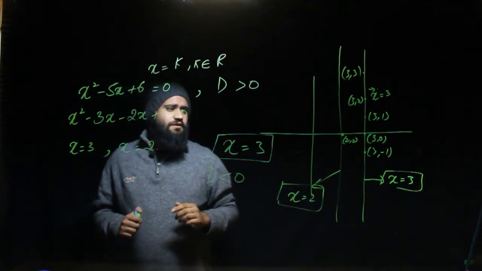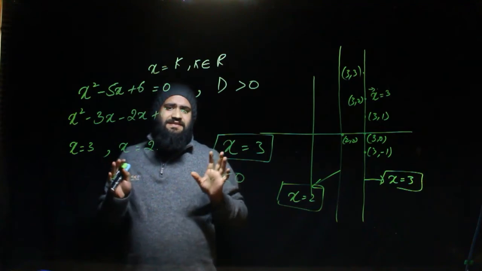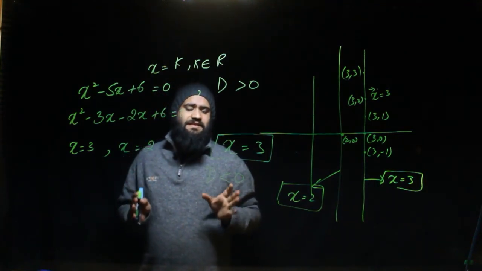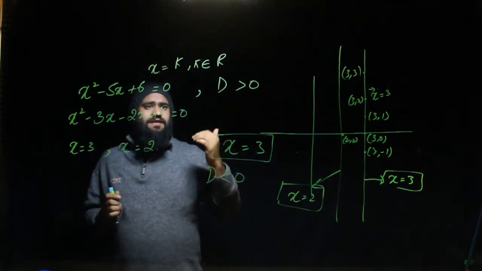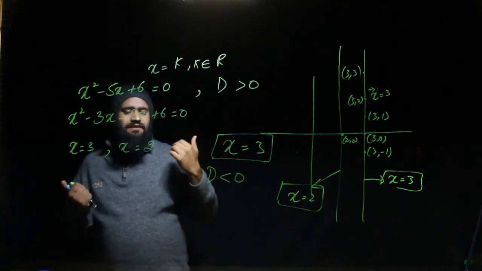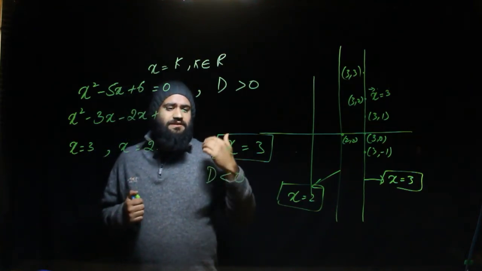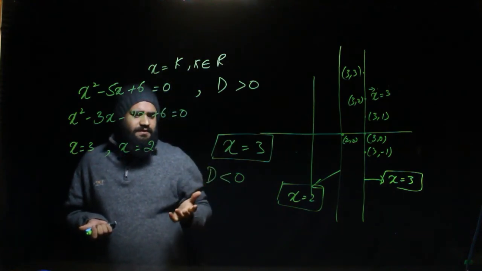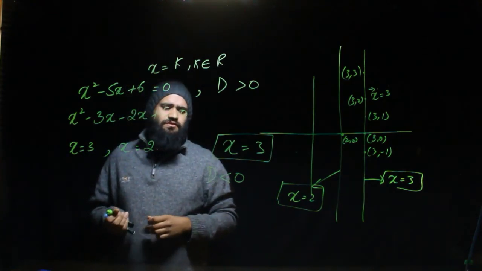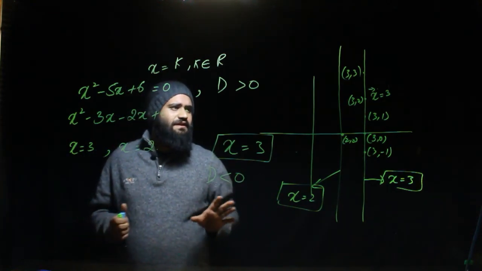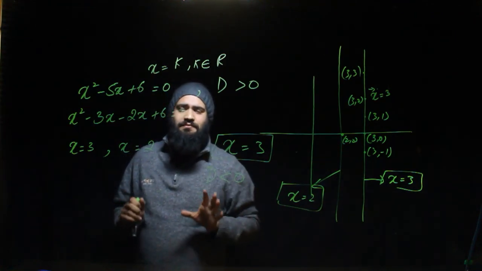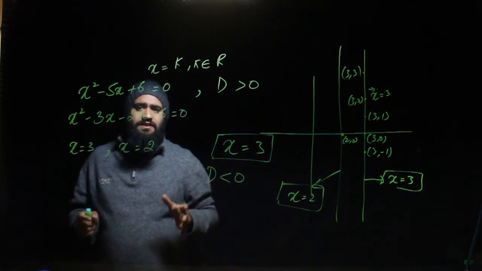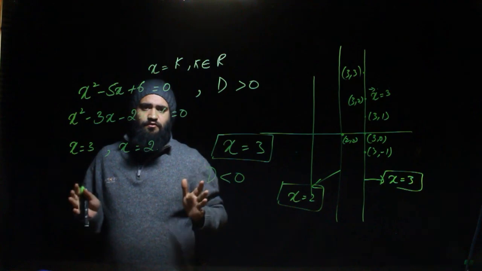So the quadratic equation represents nothing but straight lines, a pair of straight lines. Whether a discriminant is greater than 0, then it will represent two straight lines. Discriminant is equal to 0, it will represent only one straight line. And if discriminant is less than 0, it will not represent anything at all. This is the major difference between a quadratic function and a quadratic equation.